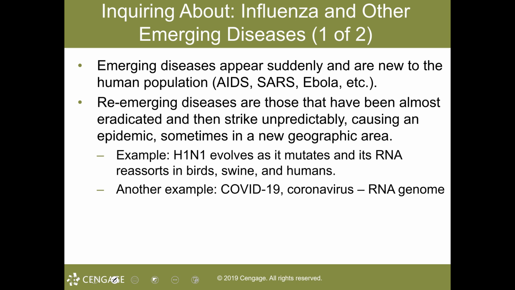Re-emergent diseases are those that have been almost eradicated but then strike unpredictably, causing an epidemic. Sometimes this is even in a new geographic area, such as the polio disease. H1N1, class, is an example of such, as it evolves and mutates, its RNA reassorts in birds, swine, and humans. This outbreak occurred back in the fall of 2009, going into 2010. And this continues on, class, with COVID-19, the coronavirus, with its RNA genome.